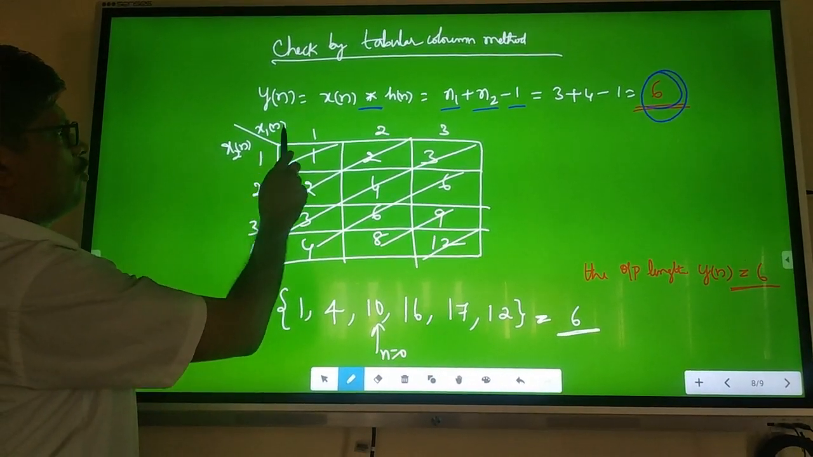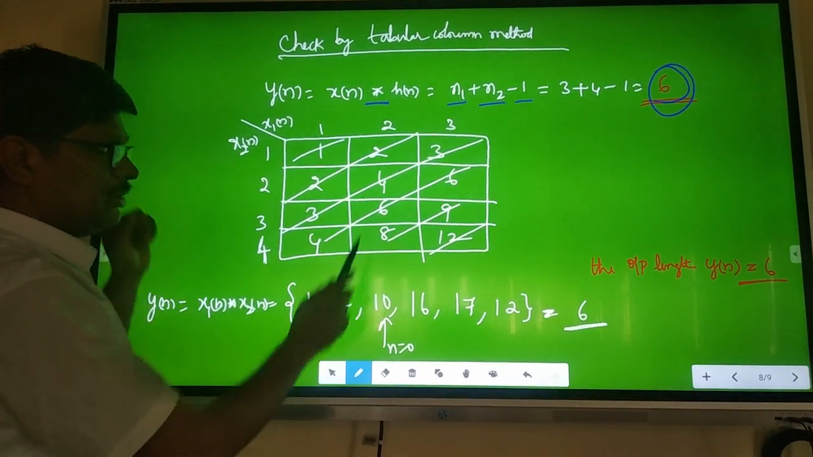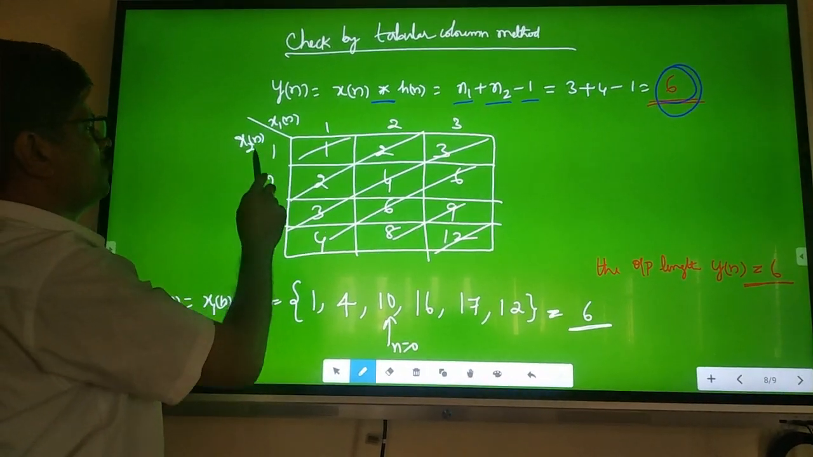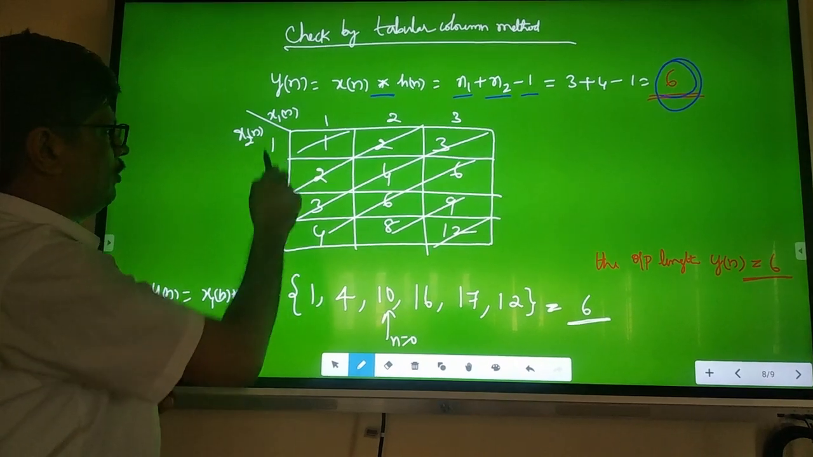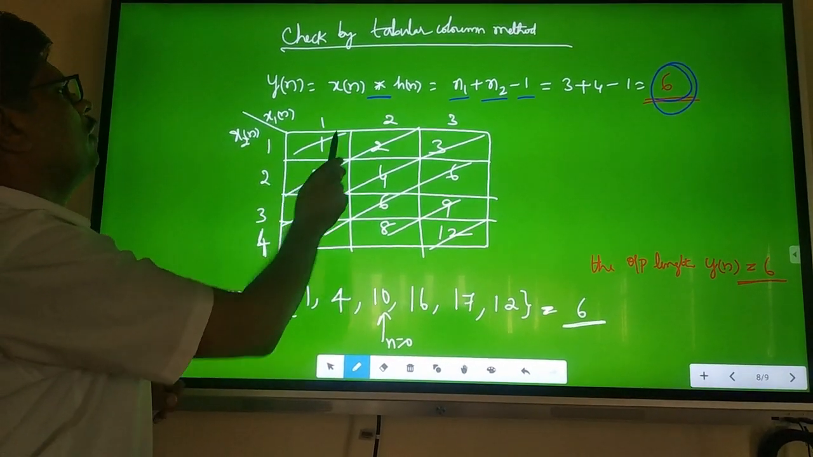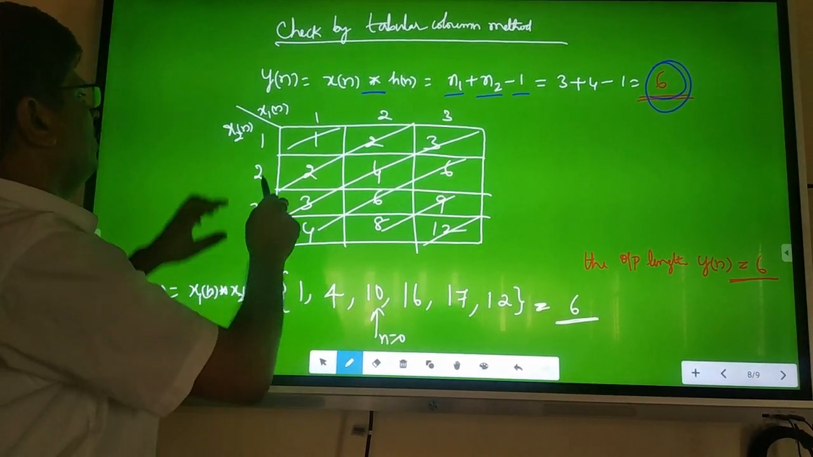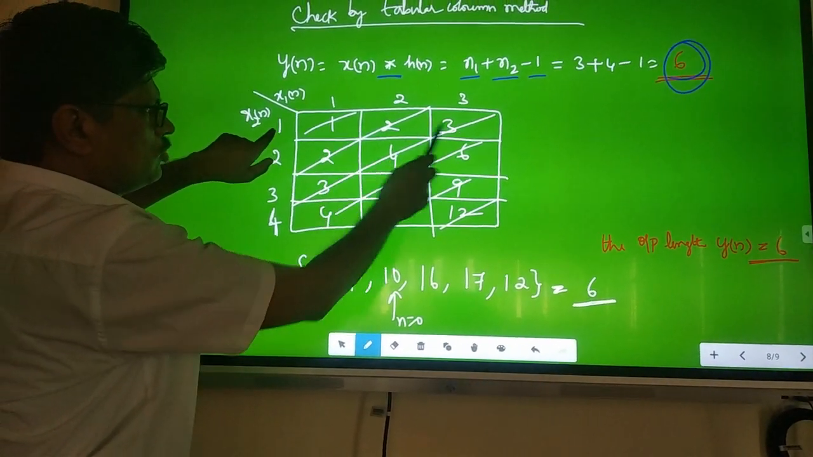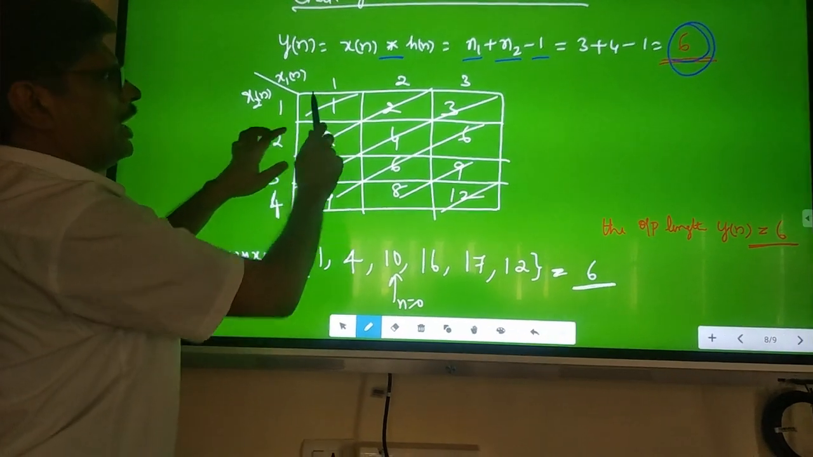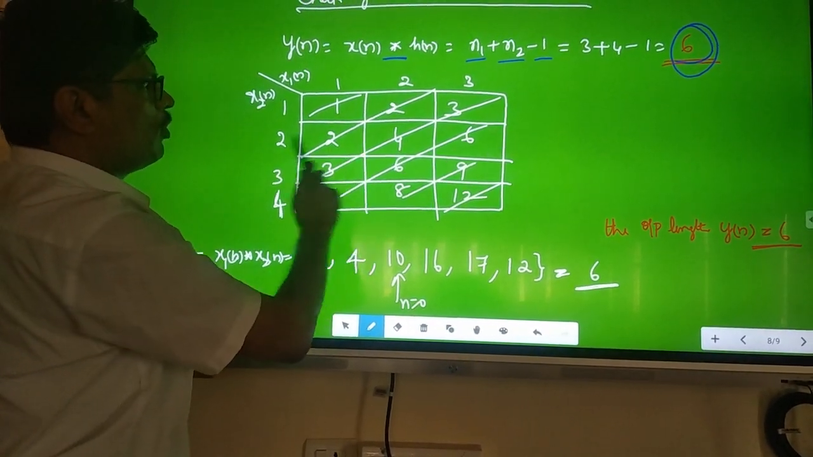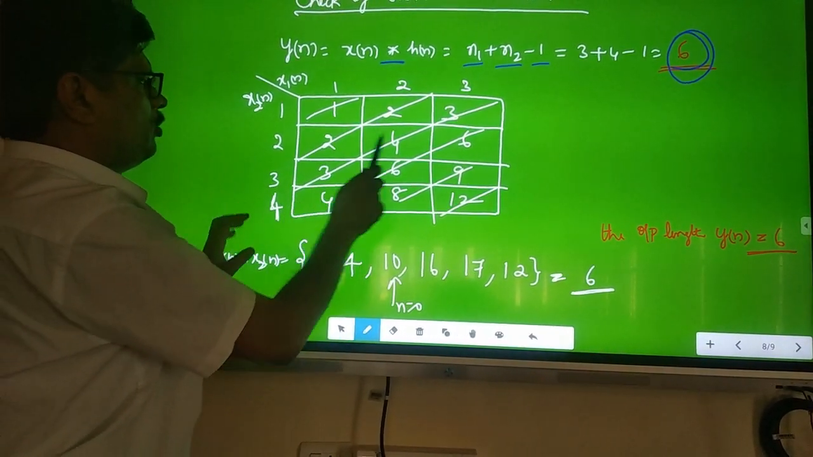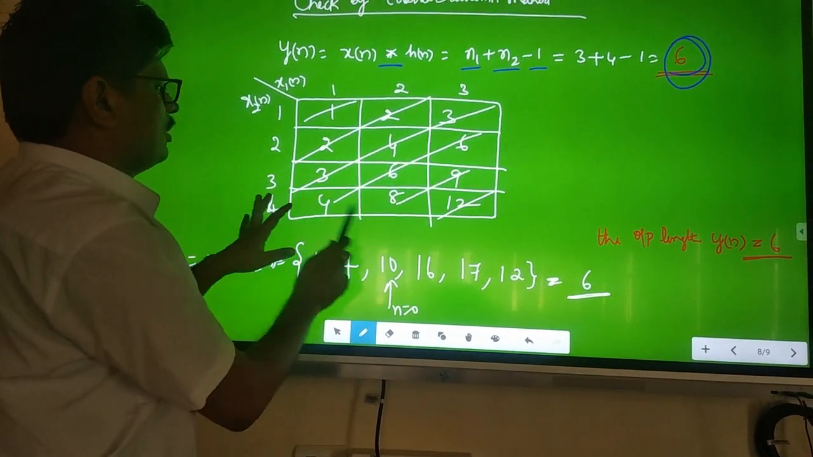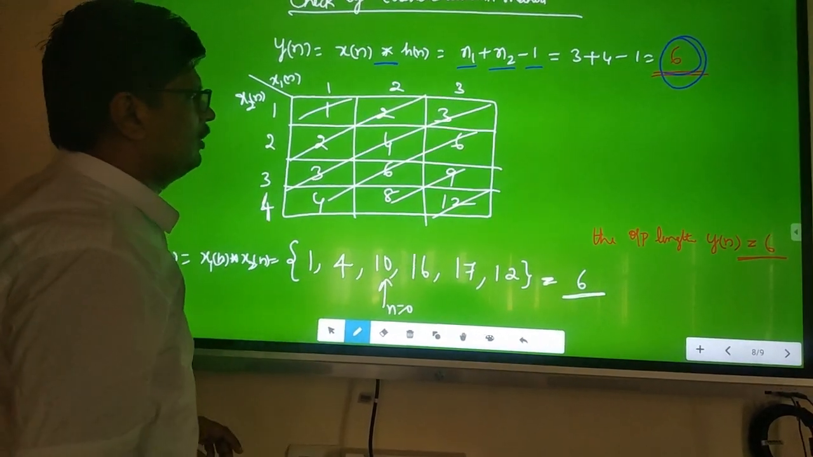Now what is the method? Write the tabular column. x1 of n is 1, 2, 3, your input. x2 of n is 1, 2, 3, 4 column wise. Now this is the row, this is the column. Now see, 1 into 1 is 1, 1 into 2 is 2, 1 into 3 is 3. 2 into again all these: 2 1s are 2, 2 2s are 4, 2 3s are 6. 3 1s are 3, 3 2s are 6, 3 3s are 9. 4 1s are 4, 4 2s are 8, 4 3s are 12.